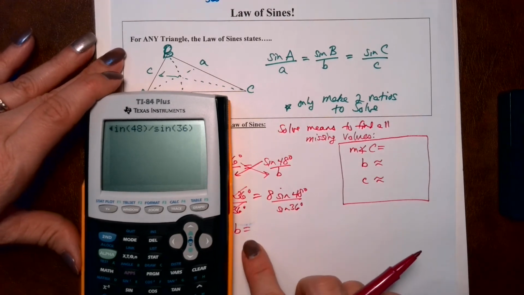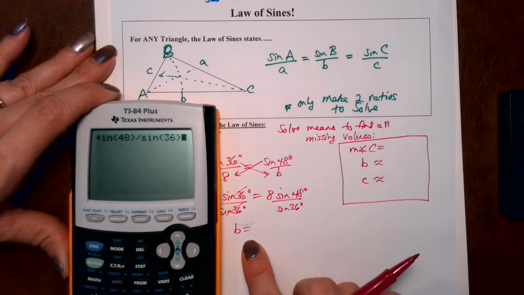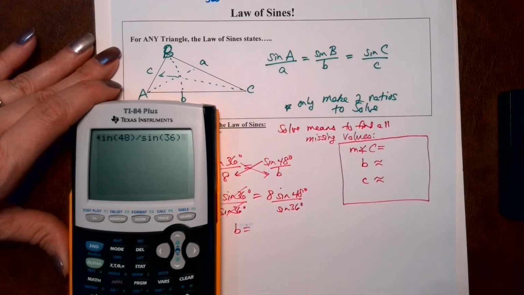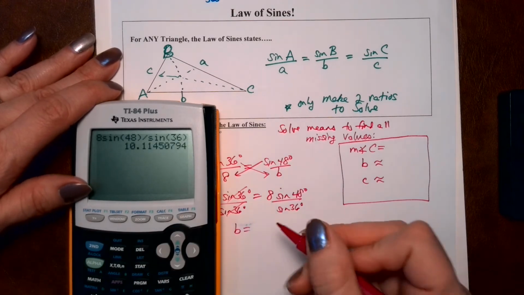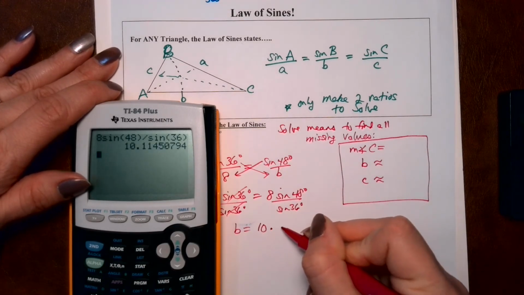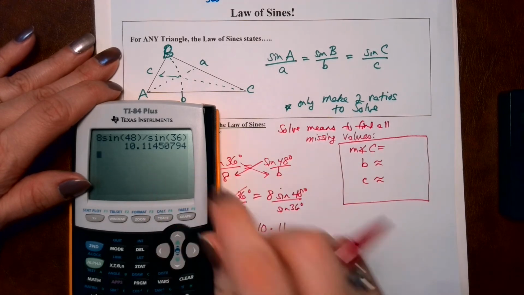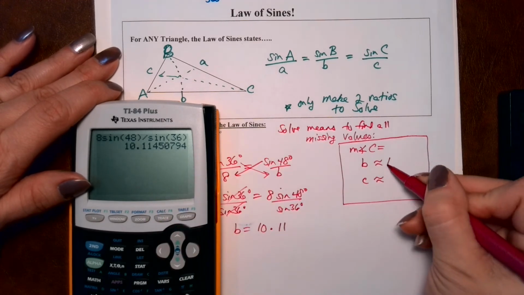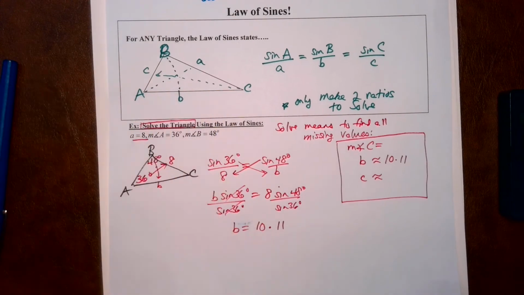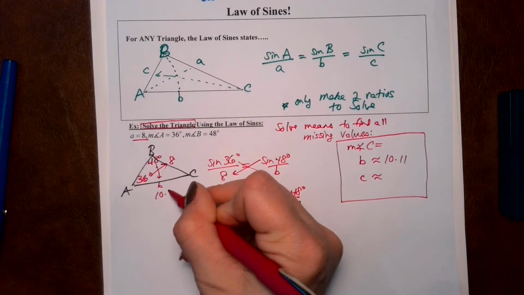Okay, and what do you get for little b rounded to 2 places nicely? I hope you got 10.11. Okay, so let's fill that box in, 10.11. So we've got one of the missing values.